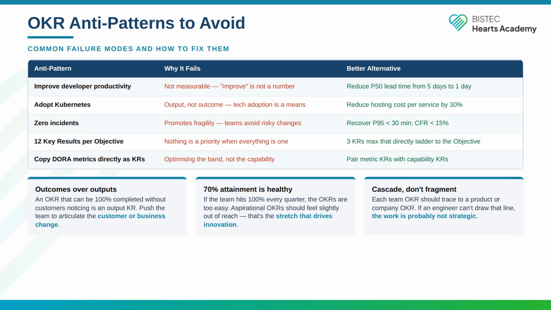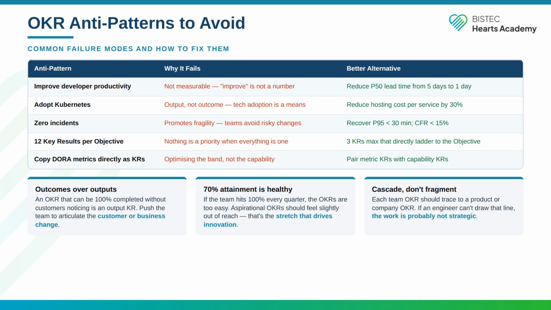4 patterns consistently kill OKRs before they do any good. The first is vague objectives. Improve developer productivity. There is no way to know whether you have achieved it. A better objective specifies the friction you are removing. Second, output-focused key results. Adopt Kubernetes is an output. Reduce hosting cost per service by 30% is an outcome. You can adopt Kubernetes without reducing cost, and you can reduce cost without Kubernetes. Outcome key results keep you honest.